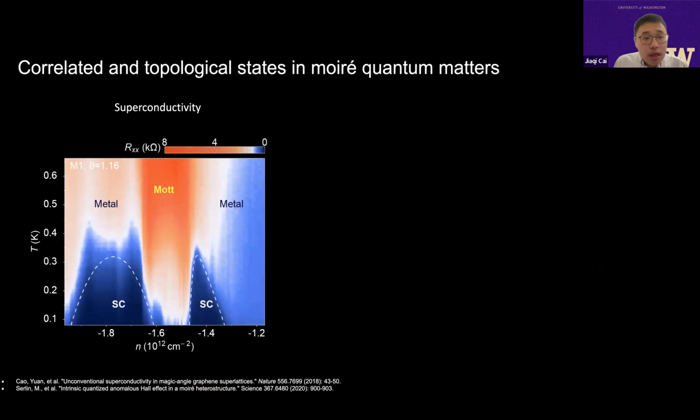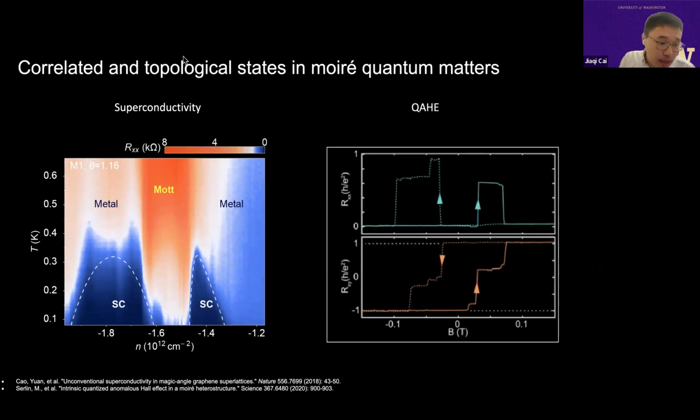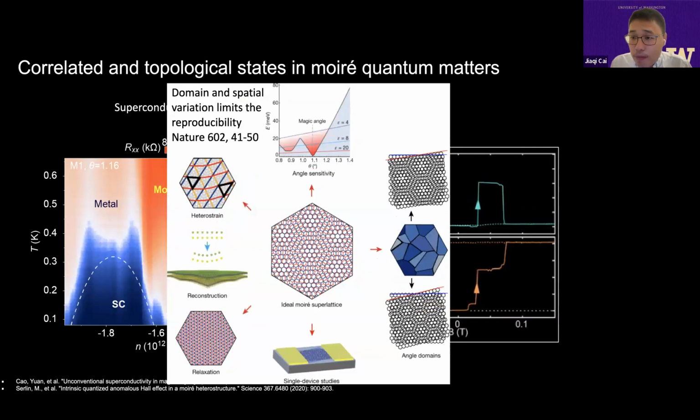People actually found, for example, signatures of strongly correlated states. An example is this beautiful superconductivity that mimics the phase diagram of cuprates. Another discovery is this quantized anomalous Hall effect. It's an integer quantized anomalous Hall effect in some symmetry engineered twisted bilayer graphene system. Basically, you align it with the hBN, so you break certain spatial symmetry, and you can get these non-trivial topological states. Okay, but there's a problem with this material.